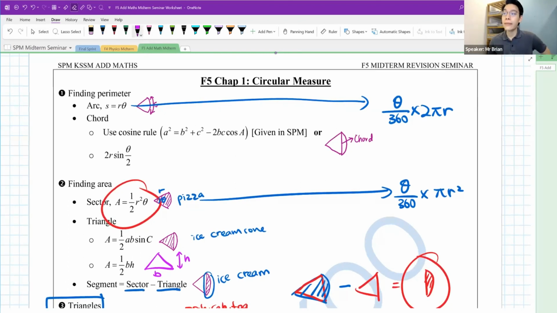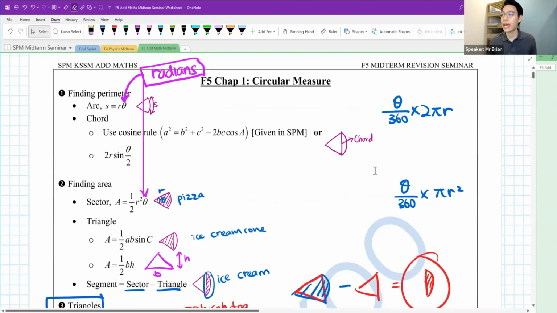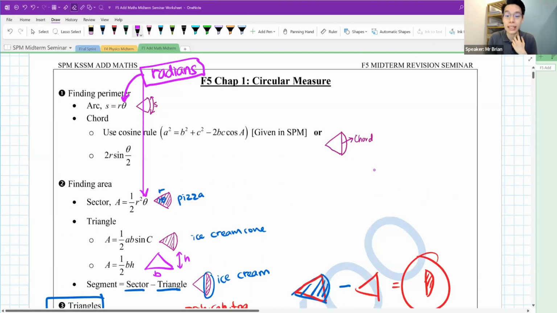Why? Because in circular measure, you learn a new angle unit called radians. The purpose of learning radians is because you need to use radians in this formula and also in this formula. The marking schemes are usually looking for that formula, right? You may still be able to get the answer, but I still highly do not recommend it because a lot of teachers don't accept it. Use the formulas that you newly learn in this chapter. Practice a bit, get comfortable with the formulas.